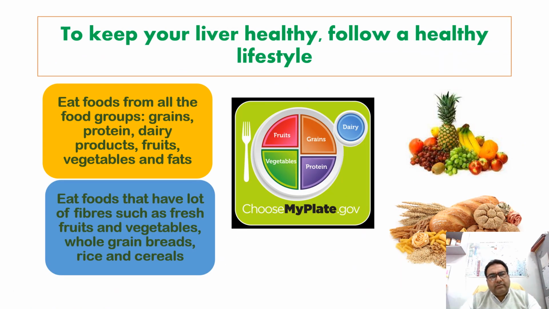To keep our liver healthy, we should follow a certain lifestyle. We should eat healthy. We should eat foods from all the food groups such as grains, proteins, dairy products, fruits, vegetables and fats as well. We should eat foods that have lots of fiber, such as fresh fruits and vegetables, whole grain breads, rice and cereals. So we should include in our diet fruits, grains, vegetables, proteins, and different kinds of grains.